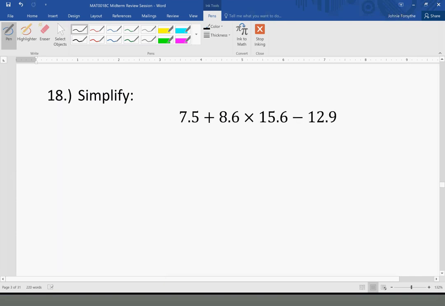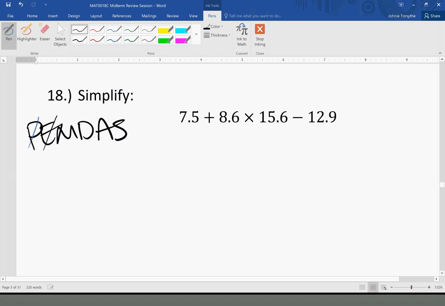3.5. 18. Simplify. 7.5 plus 8.6 times 15.6 minus 12.9. So we're going to follow our same order of operations. So we don't have any parentheses.